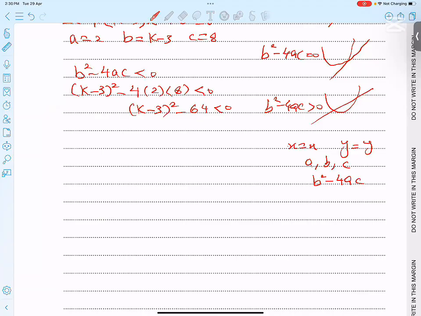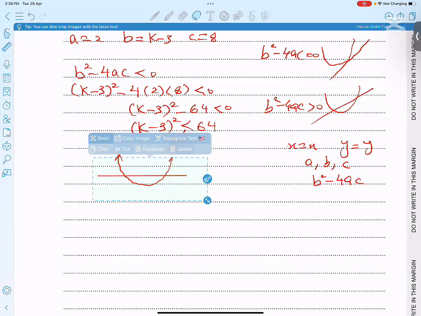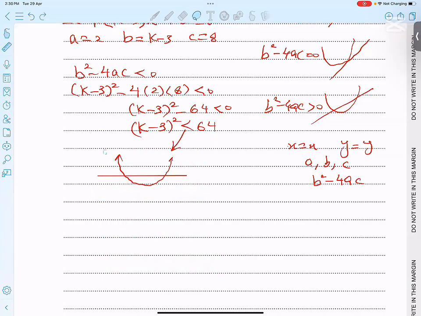So this inequality, I will solve it. How to solve it? (k minus 3) whole square is less than 64. If I take a root, you know that whenever a lesser comes, we draw this kind of rough bell shape and this line, and so we have two answers. I'm doing this now here below.